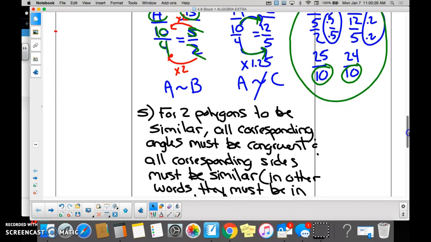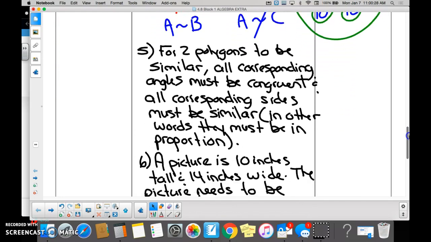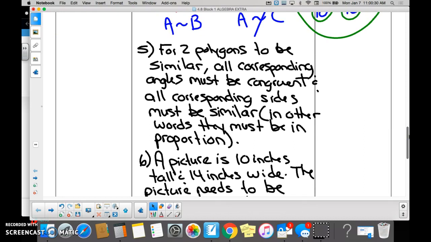Everyone on the count of 3, read. Number 5. We're going to read the rule together, and 1, 2, 3. For 2 polygons to be similar, all corresponding angles must be congruent, and all corresponding sides must be similar. Stop. All corresponding sides must be similar, not equal, right?